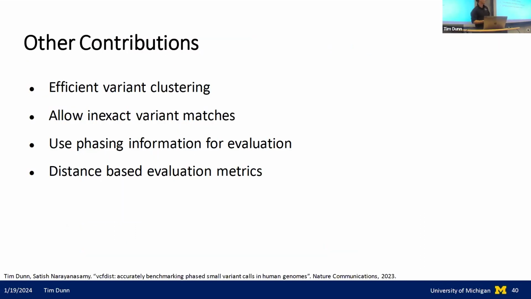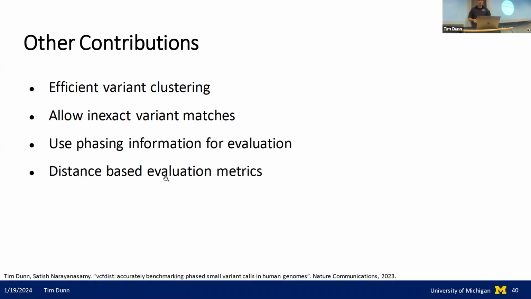So some other contributions that we made in this work were efficient variant clustering, so that you only have to deal with the representations of variants that are nearby and could actually impact one another. And then compared to prior work, which does these evaluations, we also allowed inexact variant matches during the benchmarking and variant comparison. And then we also changed things so that we used phasing information for the evaluation, because the benchmark that we compared against was designed for short reads where phasing information was not available. So we extended it to work with phasing information.